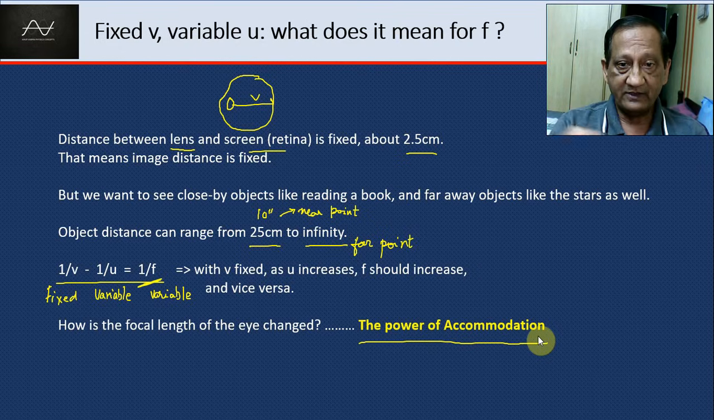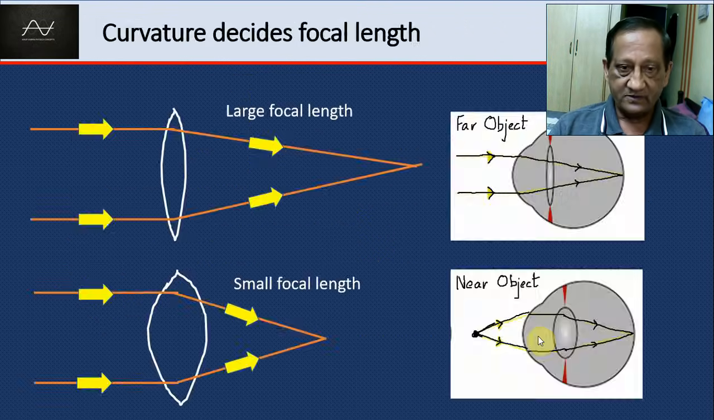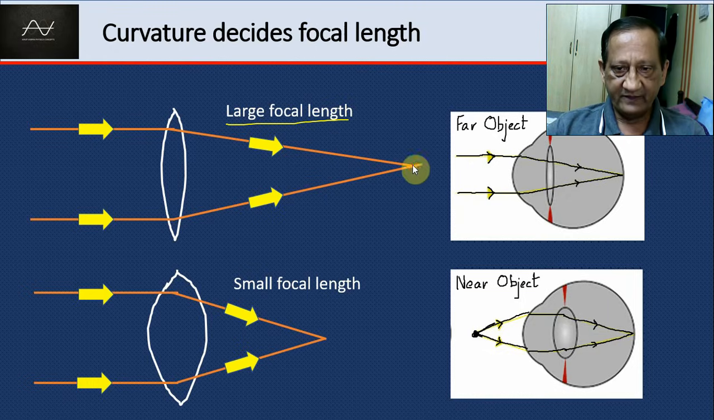Right now, you're looking at the book, then you look at the tree. The ciliary muscles automatically adjust the focal length of the lens. Curvature decides the focal length. If there's a large focal length for a parallel beam of light, it will create an image at the focal point. The focal length is large, and look at the curvature of the lens. But if it is a small focal length, then the curvature should be this.